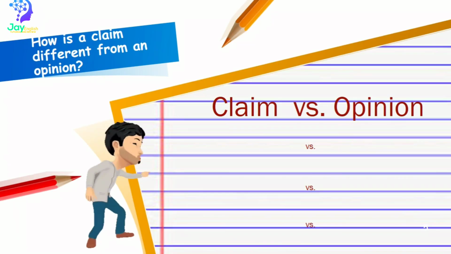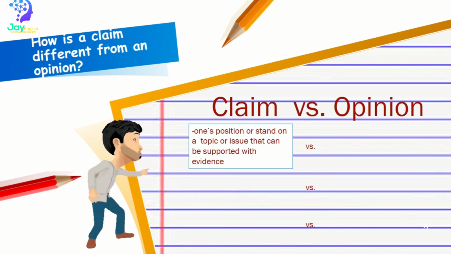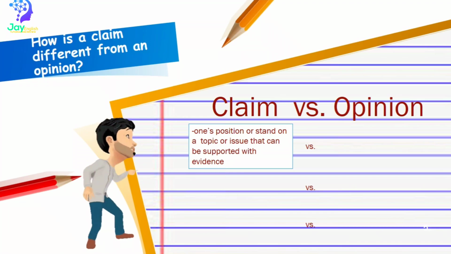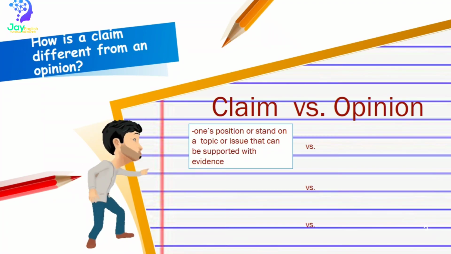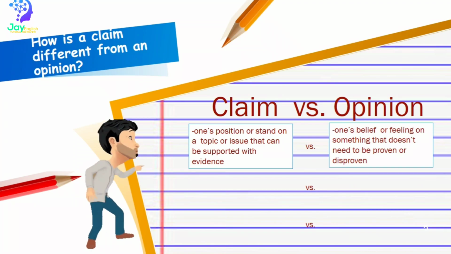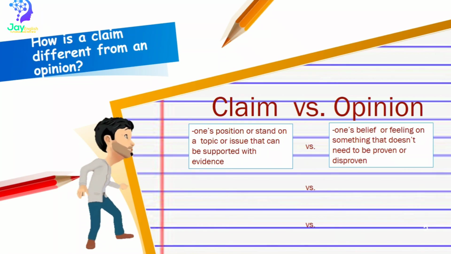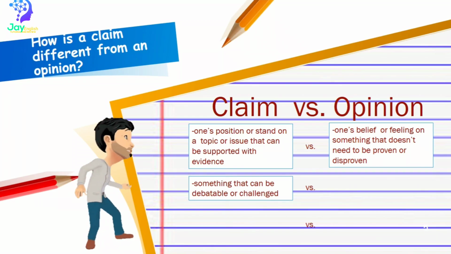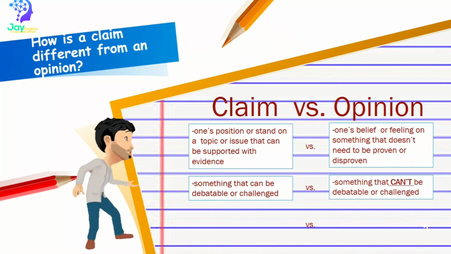How is a claim different from an opinion? A claim is one's position or stand on a topic or issue that can be supported with evidence, while on the other hand, an opinion is one's belief or feeling on something that doesn't need to be proven or disproven. A claim is something that can be debatable or challenged, while an opinion is something that can't be debatable or challenged.